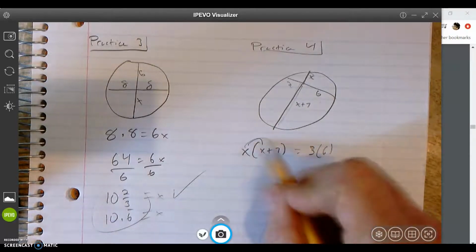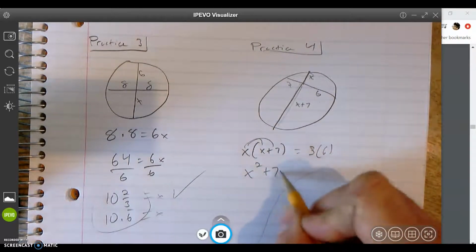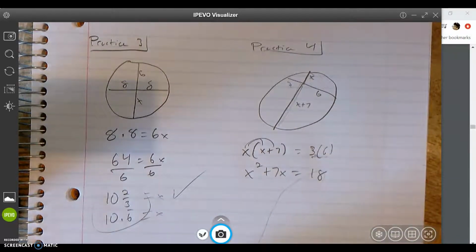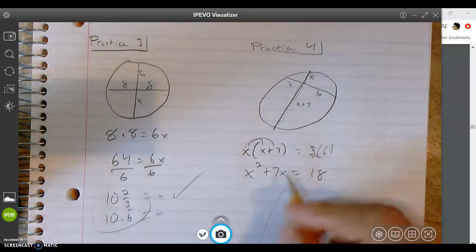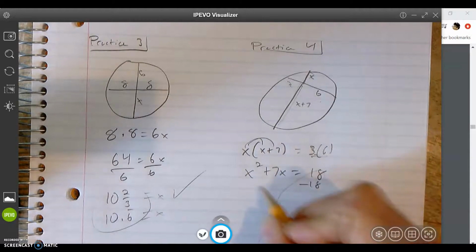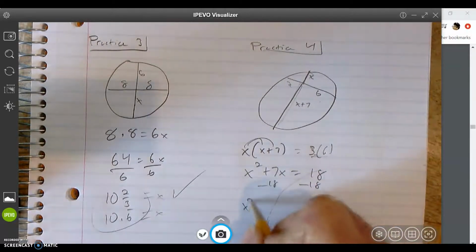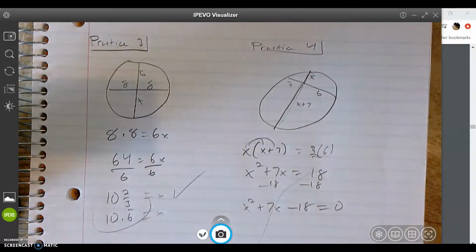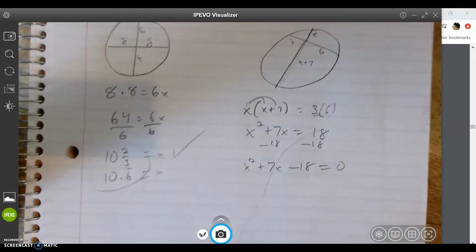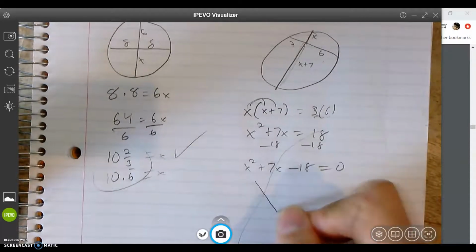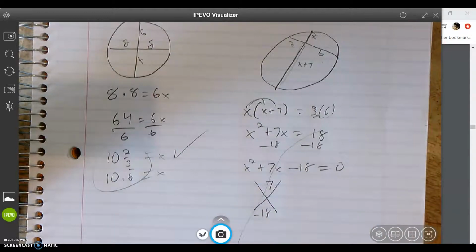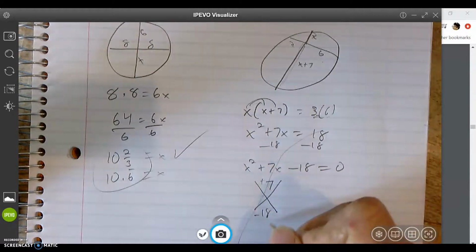So this is going to be X squared plus 7X equals 18. All right, see if we can get it. So this is like a quadratic. What if I subtracted 18 on both sides? X squared plus 7X minus 18 equals 0. Yeah, quadratic. When I say quadratic, I have it equal to 0. So now I'm going to factor this. What adds to 7 and multiplies to negative 18?